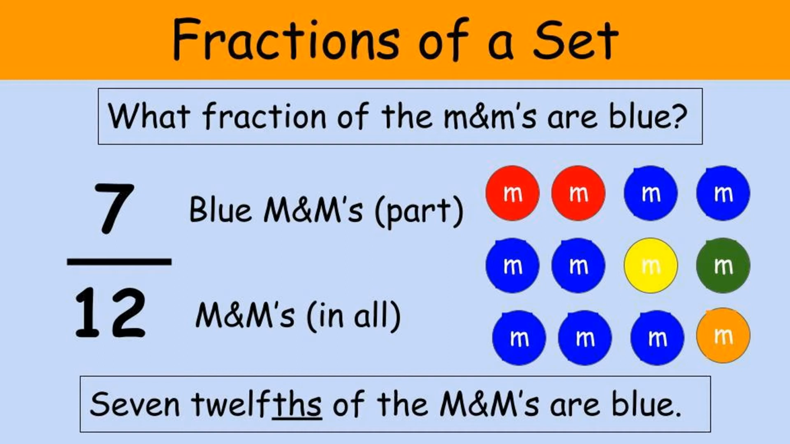The first thing you do is you figure out how many blue M&Ms there are. In this case, there are 7, so we put that number on the top in the numerator. Then we count how many M&Ms there were in all. In this case, we have 12 M&Ms, so we put that on the bottom in the denominator. Finally, we created the fraction 7/12 of the M&Ms are blue.